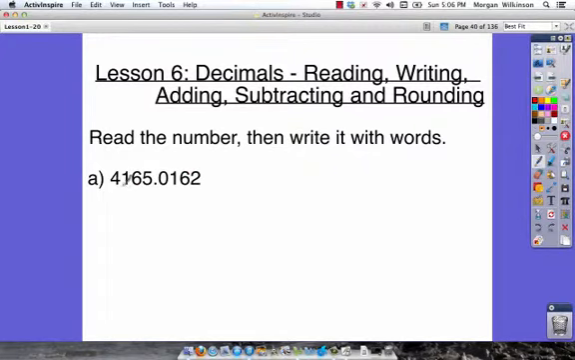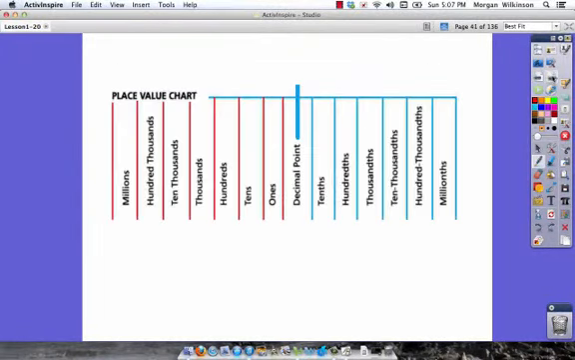If we look at this number, we've got 4,165, and it looks like 0.0162. That's a common way that we say this number. We'll say that in class sometimes, but we want to know the technical way to say it. We want to know the place values that we have in our decimals. Of course, we have tenths, hundredths, thousandths, and ten-thousandths. So this number would be 4,165 and 162 ten-thousandths. Let's review that for a moment by looking at a place value chart.